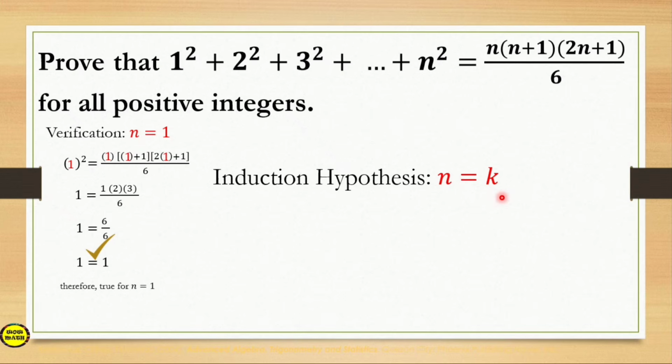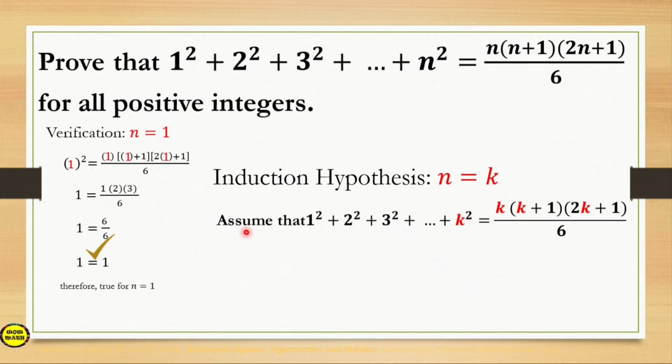Okay, ano yung next step natin? Induction hypothesis. O, ang gagawin natin, i-assume natin statement for n is equal to k. So, mula dito, papalitan natin yung n natin ng k. So, that is, assume that 1 squared plus 2 squared plus 3 squared plus up to k squared is equal to k. So, again, yung n natin, pinalitan natin ng k times the quantity of k plus 1 times the quantity of 2k plus 1 all over 6. So, ito yung assumption natin.